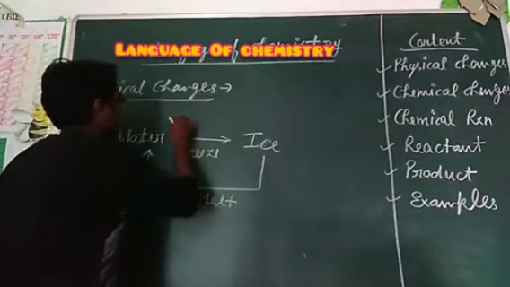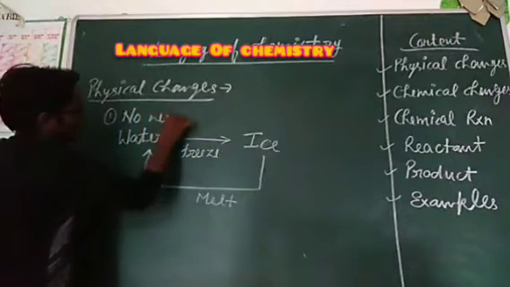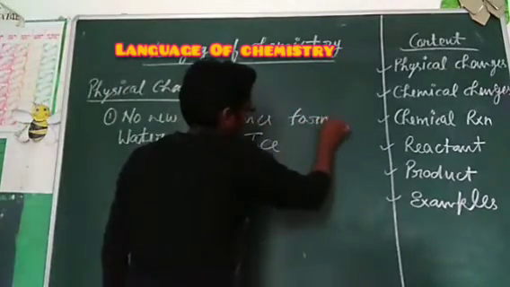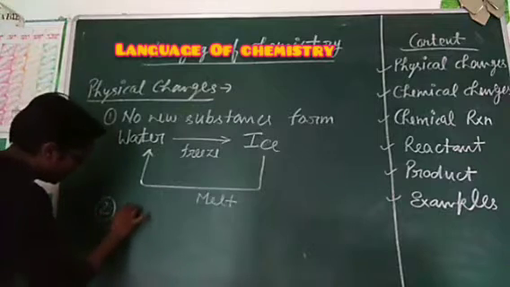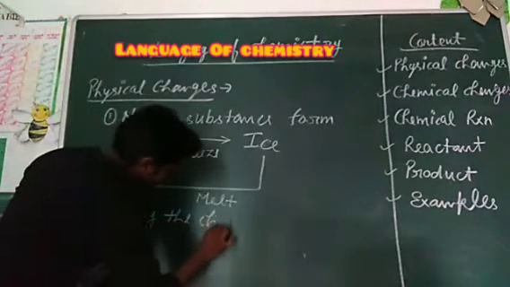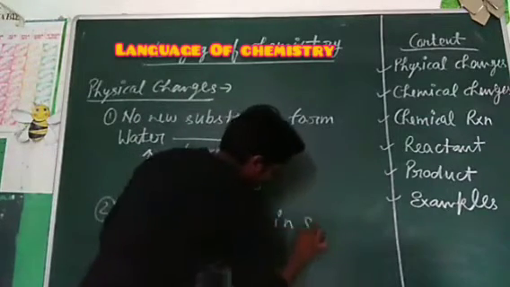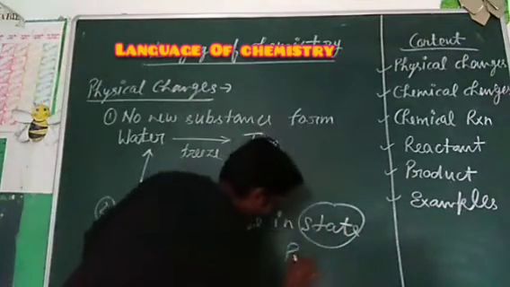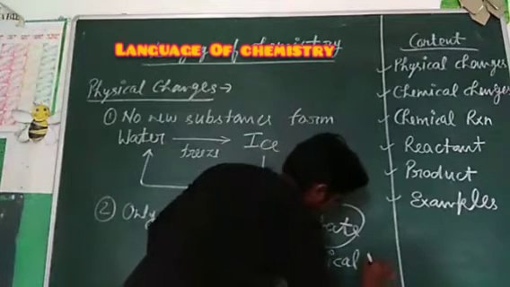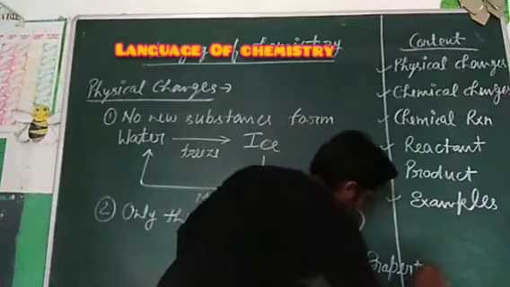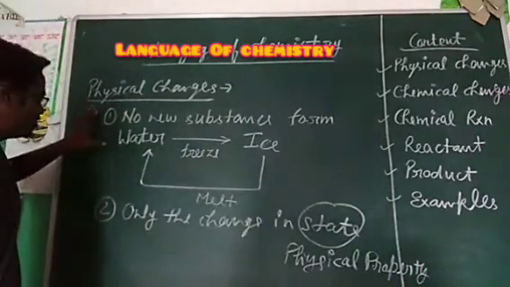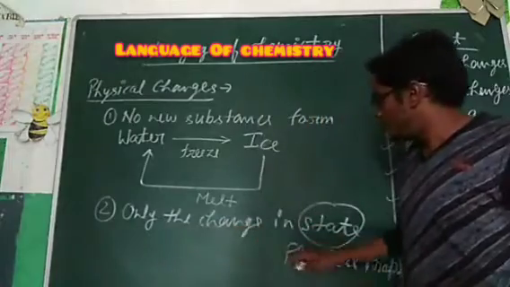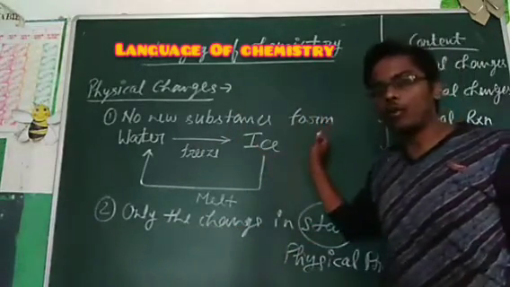Okay, so first thing, no new substance forms and only the state is changing. State is a physical property. So according to this, the physical change is the change in which only the physical property changes, and no new substance forms in the physical change.